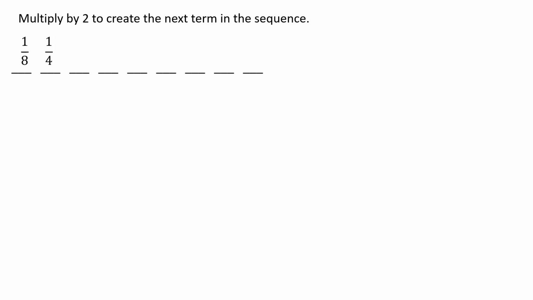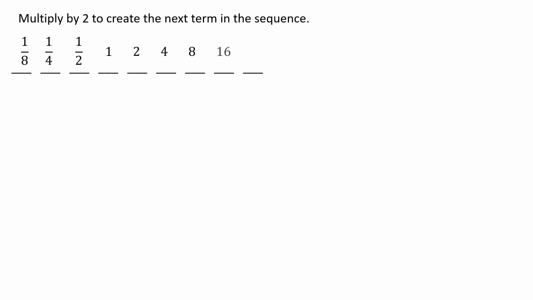Okay, now we got to do 1/4 times 2. What is 1/4 times 2? Well, it would be 2/4, which reduces to 1/2. 1/2 times 2, that'd be 2/2, which is 1. Ooh, now we're on easy street. 1 times 2 is 2. 2 times 2 is 4. 4 times 2 is 8.